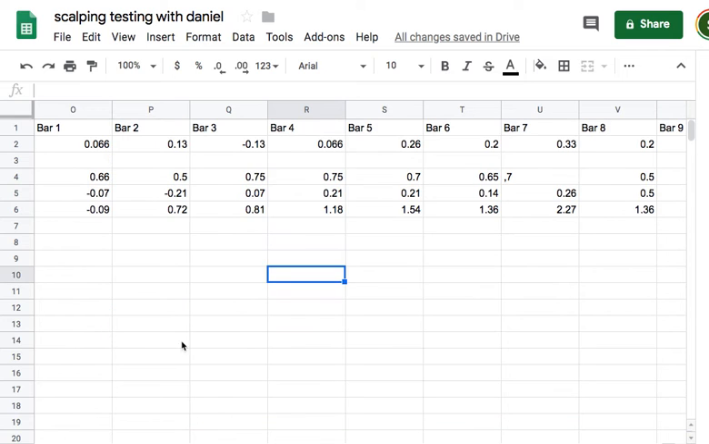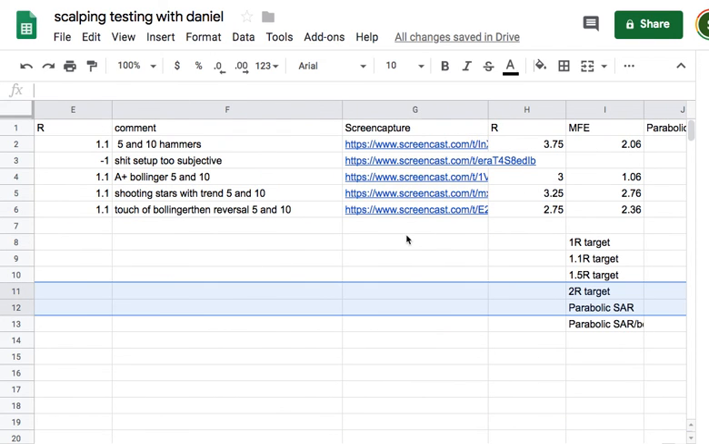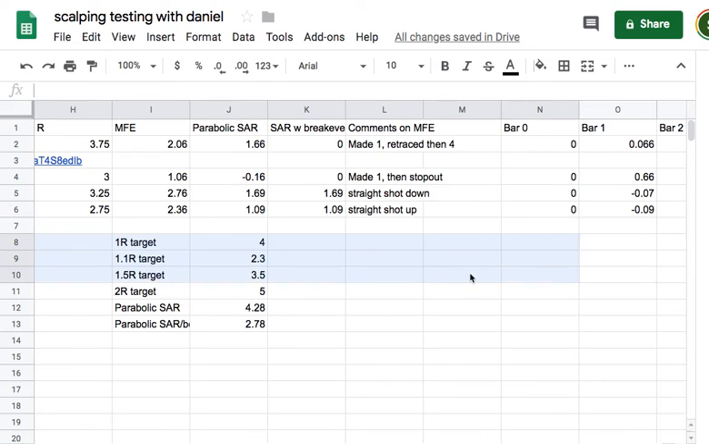Okay, so let's go back and review what we found today. If our system is valid, we're not looking for, say, a 1.5R target was great but all the others sucked, or the parabolic SAR was great and the others sucked. I would be thinking I'm curve fitting. And if you ever see that in your systems, you're almost certainly curve fitting. Now, what we're looking for is a forest of decent numbers. And that's what we've got here. We've got a whole heap of decent numbers, right?